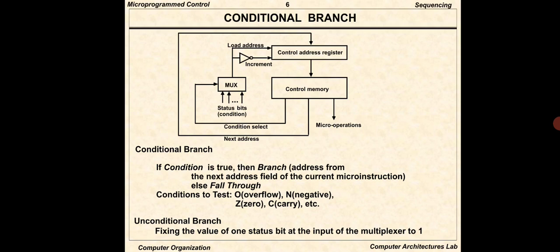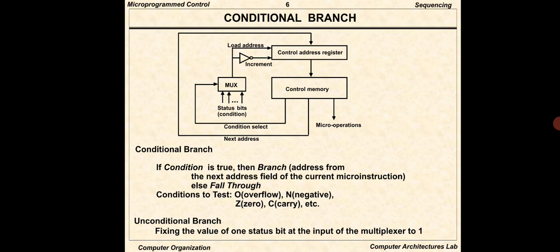Next, if I'm not having a conditional instruction, then directly I need to go with an inline sequencing. For that, from the control memory we will be generating the next address, and that next address is being stored in the control address register.